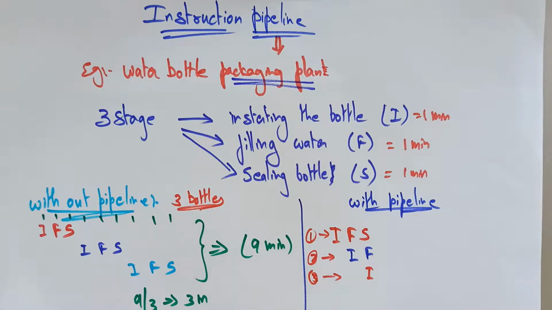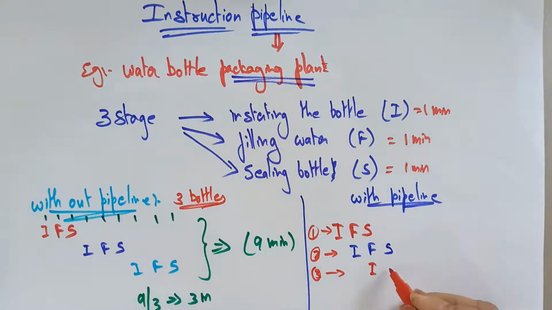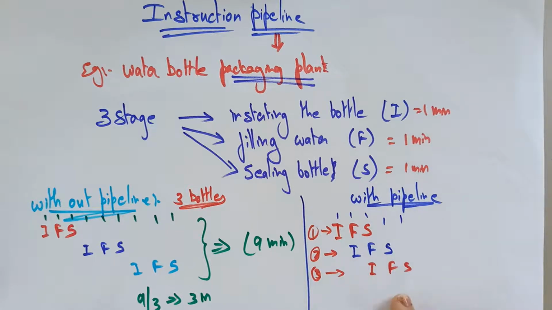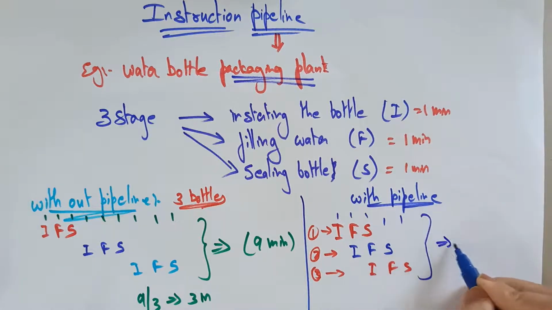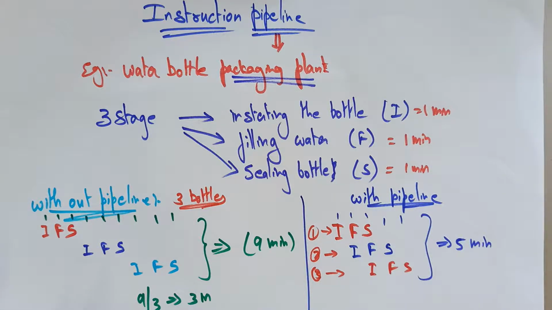So the insert, filling and sealing. Each task will take 1 minute, right or wrong? So 1 minute, 1 minute, 1 minute, 1 minute, 1 minute. Within the 5 minutes, the complete 3 bottles task is completed, right or wrong? So what is the average? The average is 5 by 3, which means 1.67 minutes.